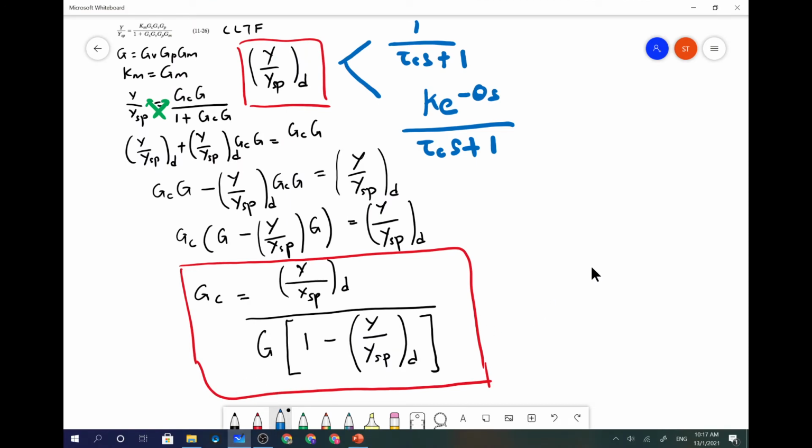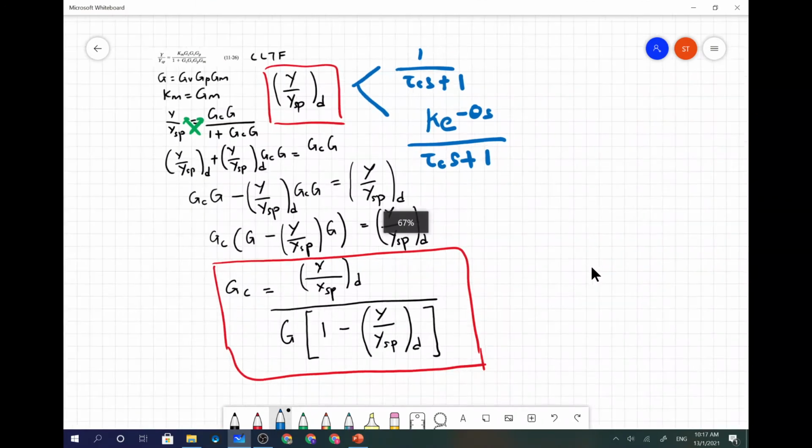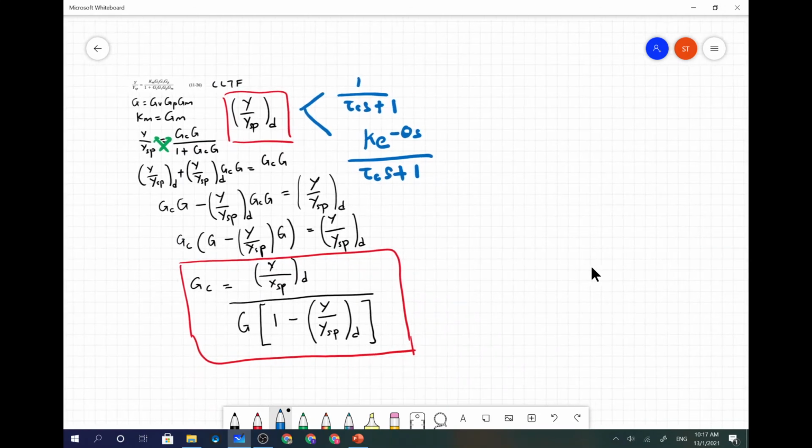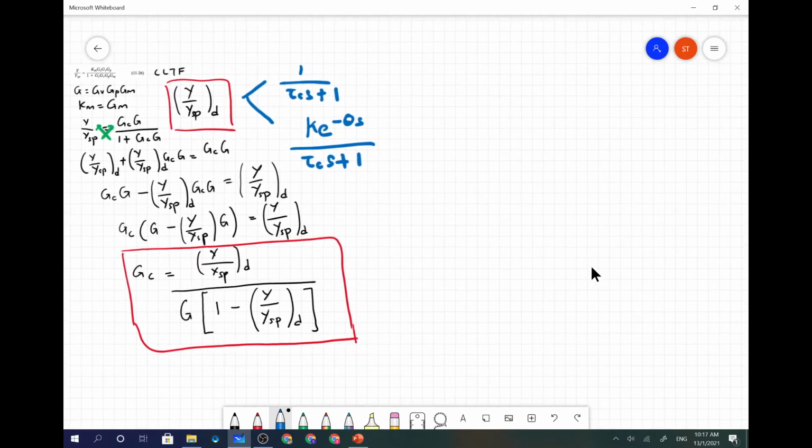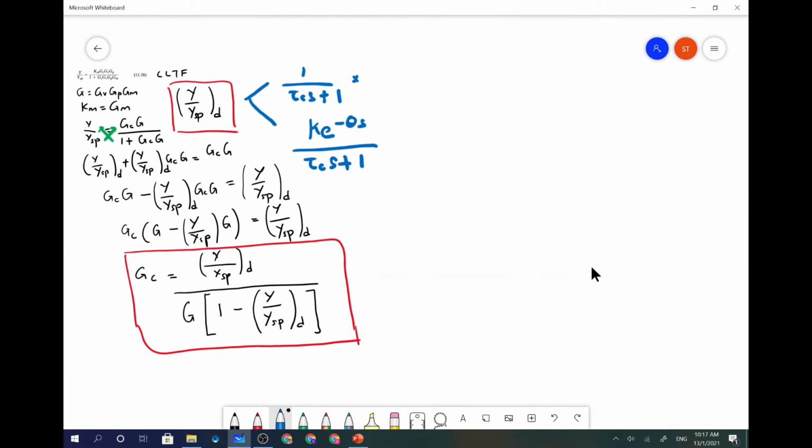Okay, so let's see the first case. When we have this one, we just copy back. GC is equal to 1 over tau CS plus 1, over 1 minus 1 over tau S plus 1.